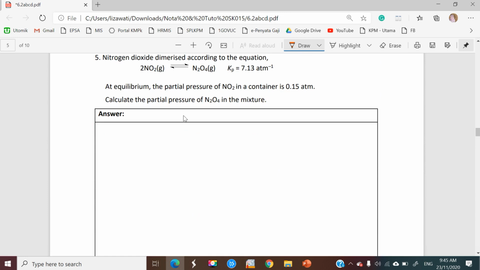Alright, next, number 5. Nitrogen dioxide dimerizes according to the equation: 2 moles of NO2 gas produce 1 mole of N2O4 gas, and you are given the value of Kp at equilibrium. This is the keyword here, at equilibrium. The partial pressure of NO2 in the container is 0.15, and you have to calculate the partial pressure of N2O4 in the mixture.